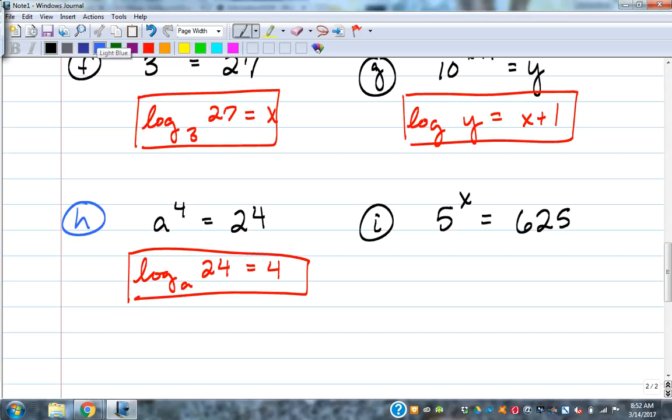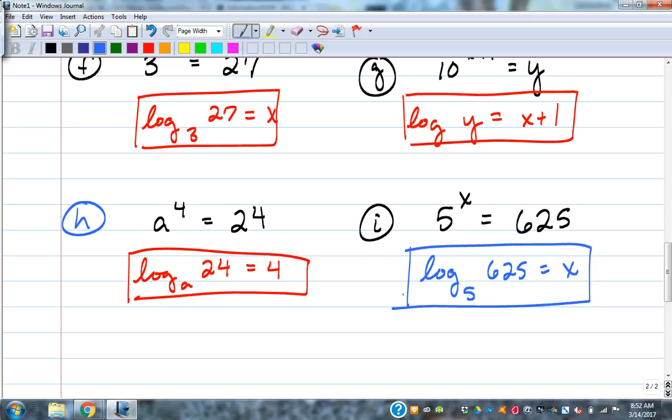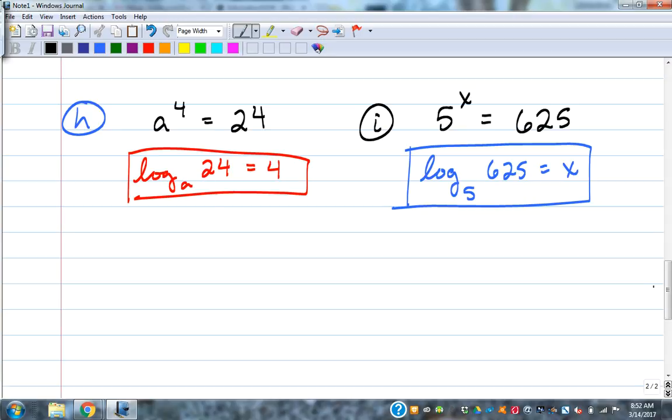5 to the x is equal to 625. What's the base of the log that we're using? Log base 5 of 625. You better not write it down. Yeah, let's do that.